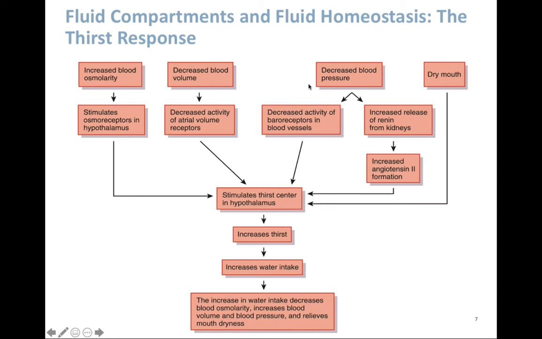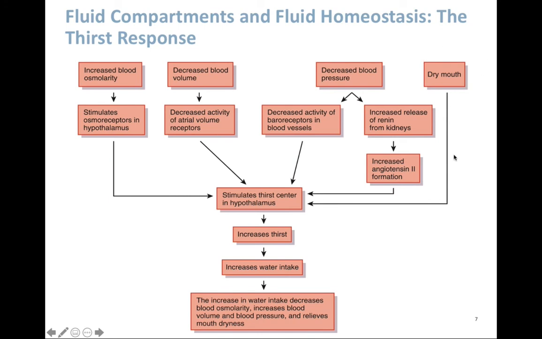We'll also see that decreased blood pressure is going to produce less stretch on our baroreceptors, which will stimulate the thirst response, and it's also going to lead to more renin release from the juxtaglomerular cells of the kidneys. Back in chapter 18, we saw that a decreased blood volume leads to a decreased blood pressure, and that stimulates our renin-angiotensin-aldosterone system. Increased renin release is going to lead to increased angiotensin II formation, and angiotensin II is also going to make us thirsty, which in fact was one of the 4 actions of angiotensin II.